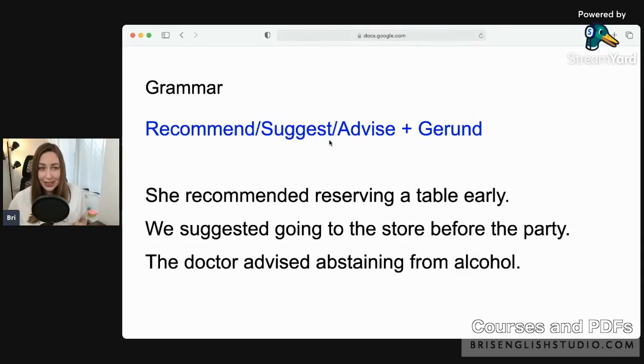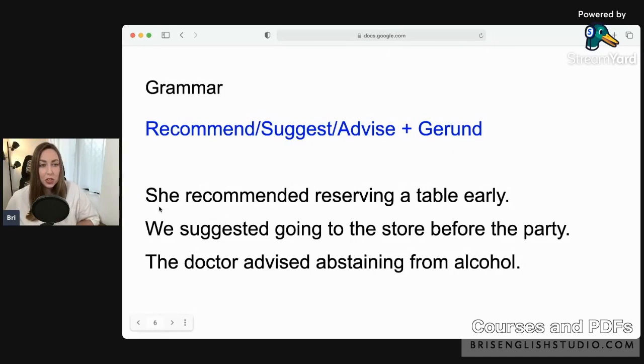Recommend, suggest, or advise, we can use all 3 plus a gerund. Gerund. I hope you know what a gerund is, but if you don't, it is a verb that ends in -ing, and it pretty much acts like a noun. So usually where you can use a noun, you can use a gerund, okay?